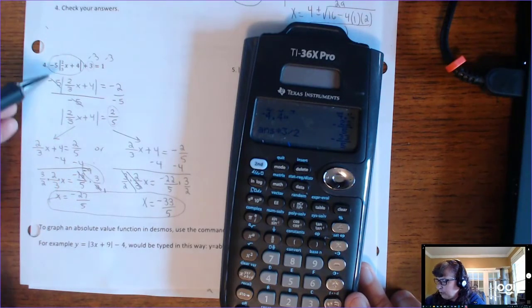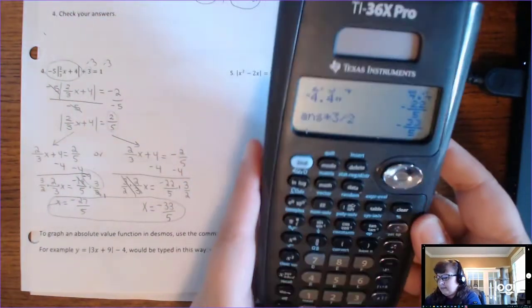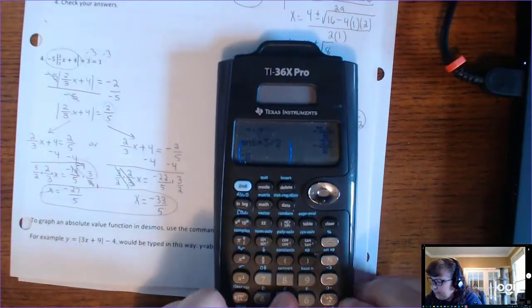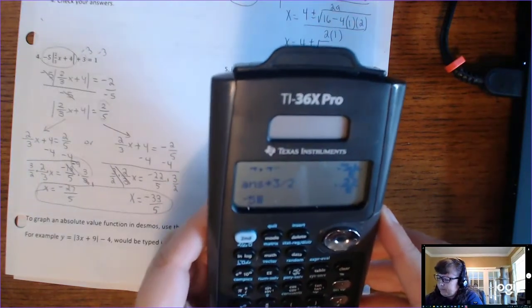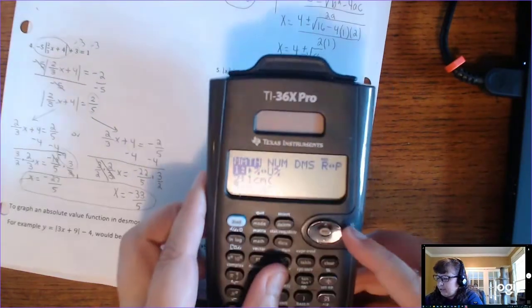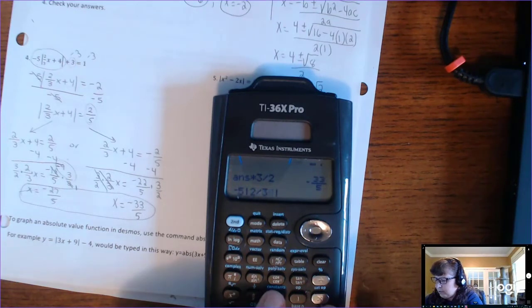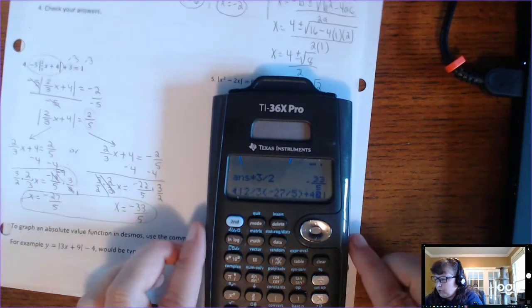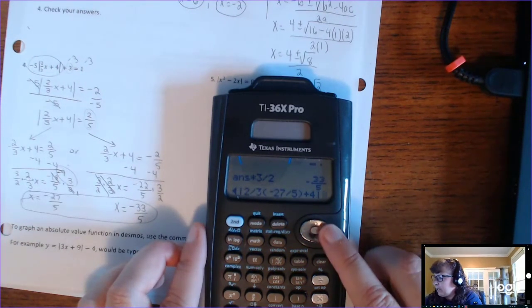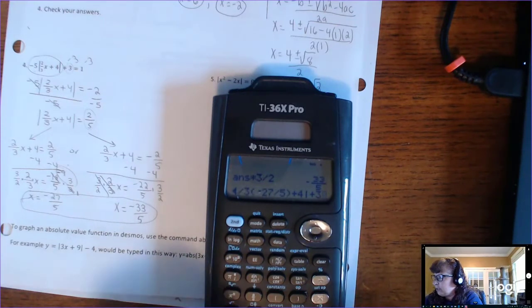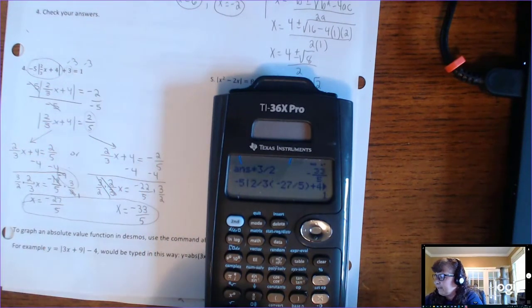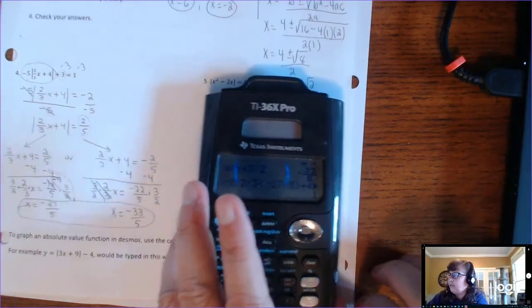If you wanted to check your work, you could put it in here, use your calculator and see. Let's see if I can remember, math, there you go, and then go over to number and you'll find ABS on number 1, and then you can type in 2/3 times negative 27/5 plus 4. That's it for the absolute value. Then plus 3, when I hit enter it should equal 1, and it did. So that checks out. The other one would check out too.